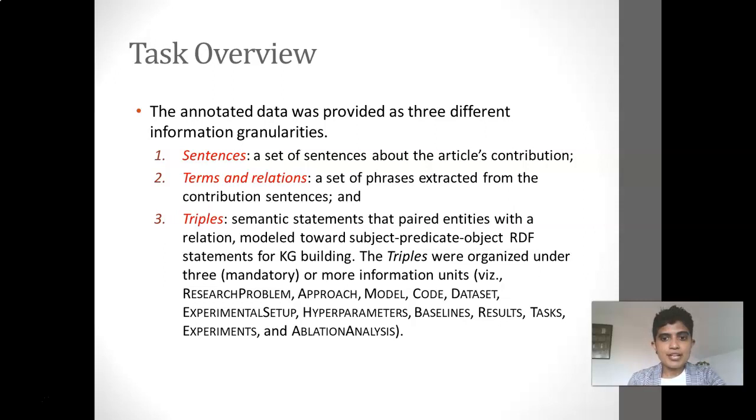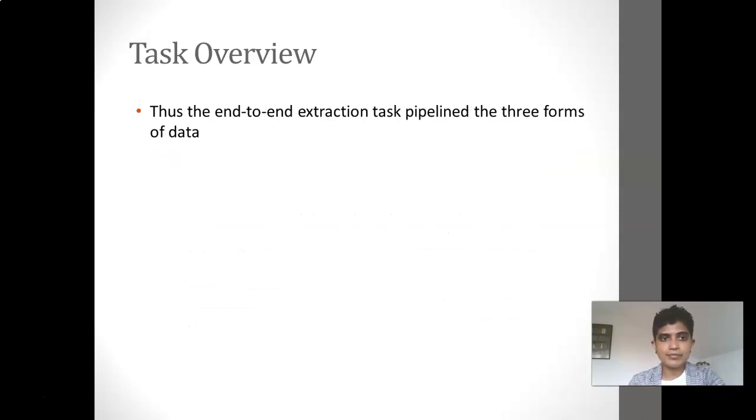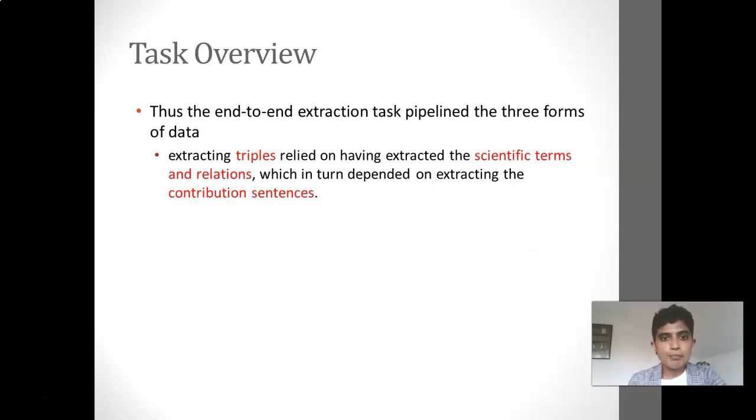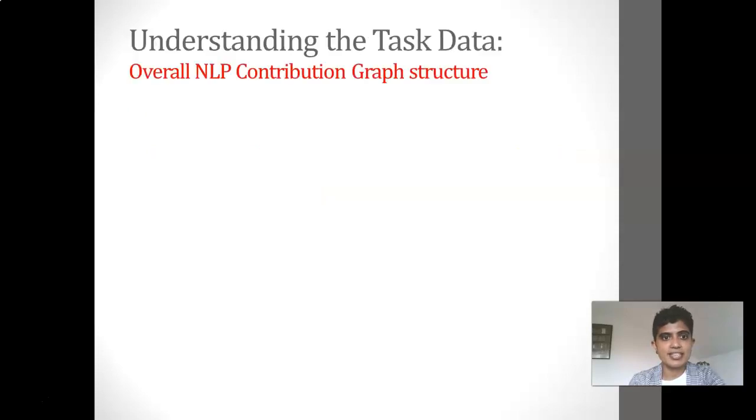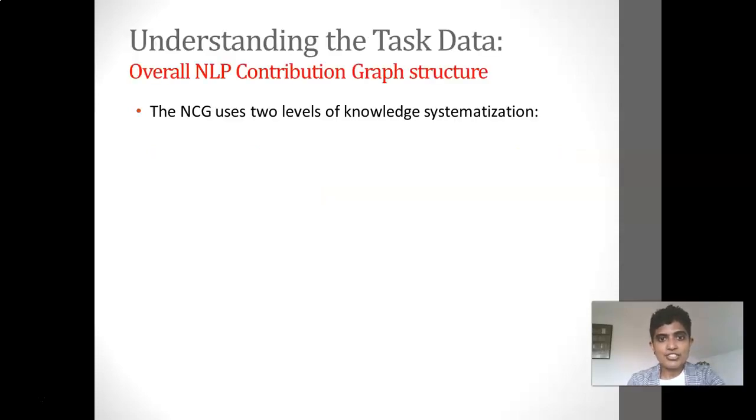The triples themselves were organized under 3 mandatory or more information units, and we will look at what information units are a bit later. Thus, the end-to-end extraction task pipelined the 3 forms of data. Extracting triples relied on having extracted the scientific terms and relations, which in turn depended on extracting the sentences. So what was the overall graph structure?